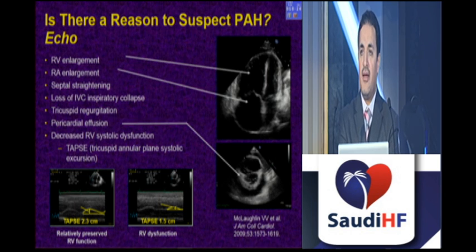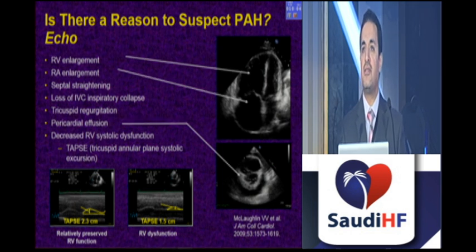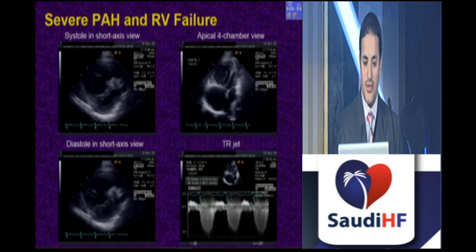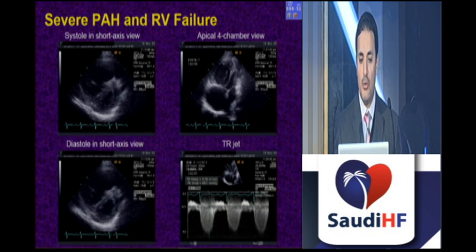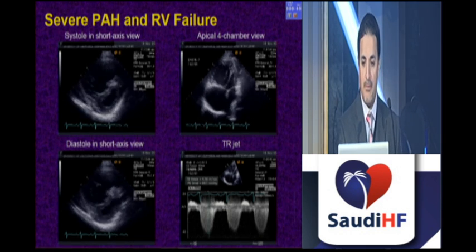Echocardiography is a fundamental test when you're working up patients with pulmonary hypertension. You're looking for right ventricular enlargement, right atrial enlargement, septal straightening indicating RV overload, tricuspid regurgitation, sometimes pericardial effusion, and of course objective findings of decreased systolic function on the right side in the form of low TAPSE. So this is a classic echocardiogram of patients with severe pulmonary hypertension and right-sided failure.